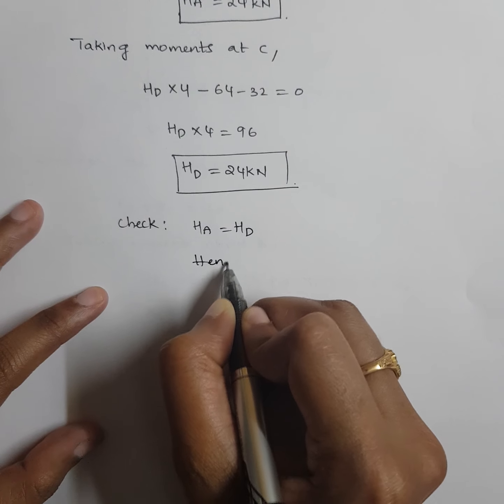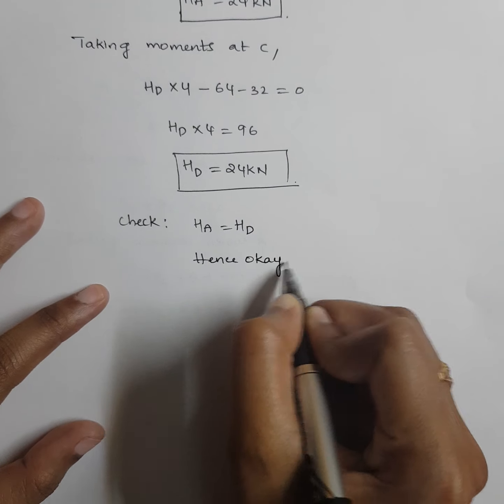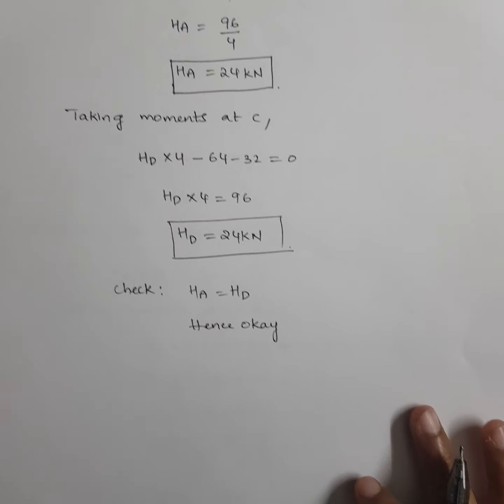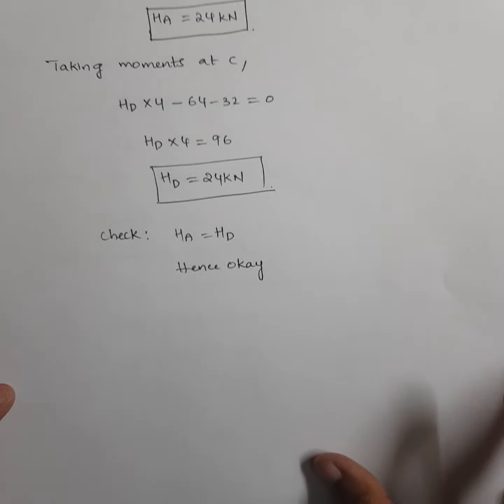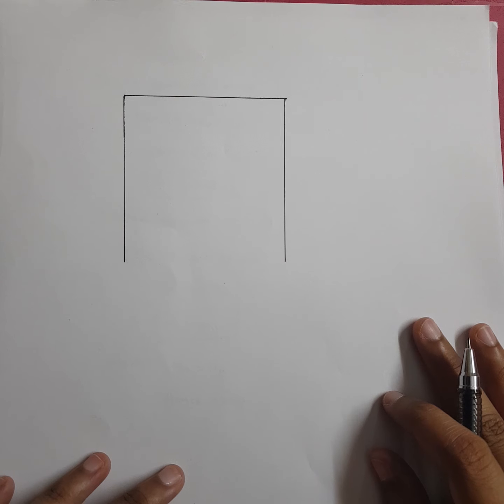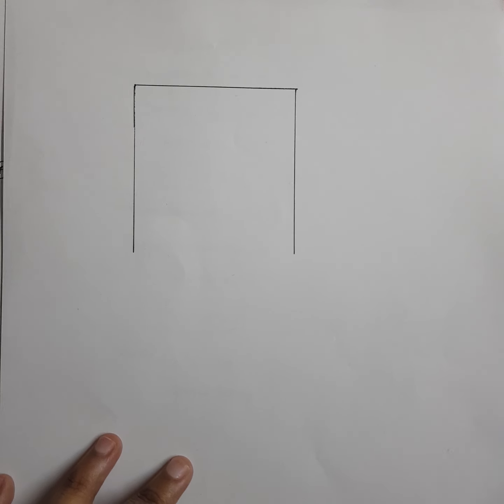Hence, why? Because if you don't get same values, we could have gone wrong somewhere in calculating the moments and the reactions. Now let's do the last step, or let's just draw the shear force diagram and bending moment diagram.